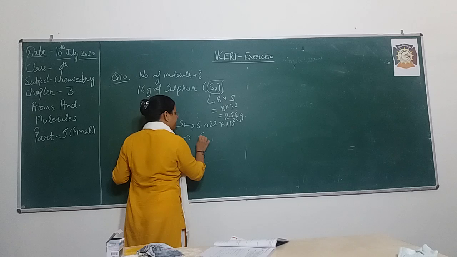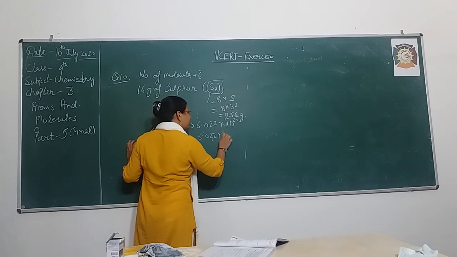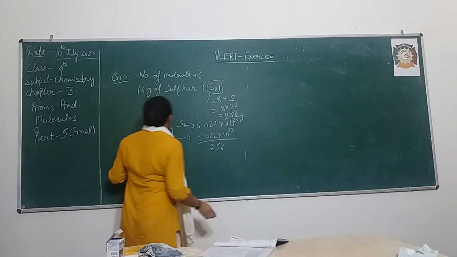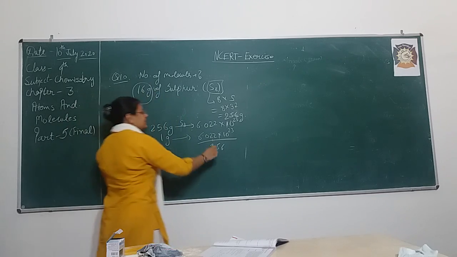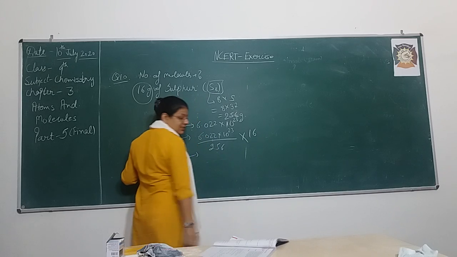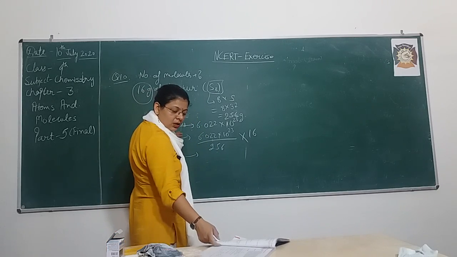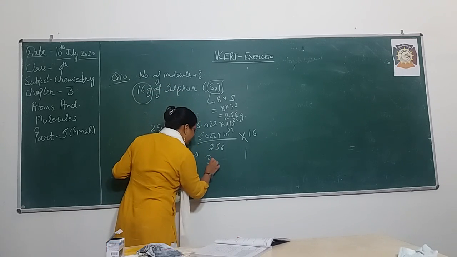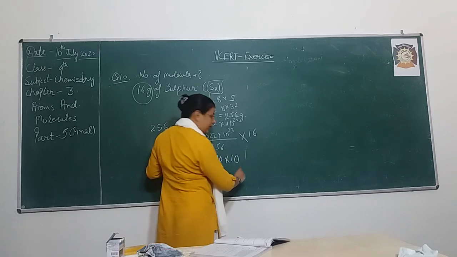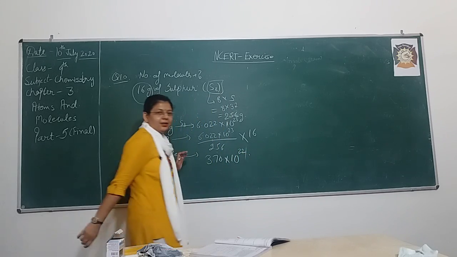For 1 gram, 6.022 into 10 raised to the power 23 divided by 256, and we are given 16 grams, so multiply by 16. The answer is 3.70 into 10 raised to the power 22 molecules.